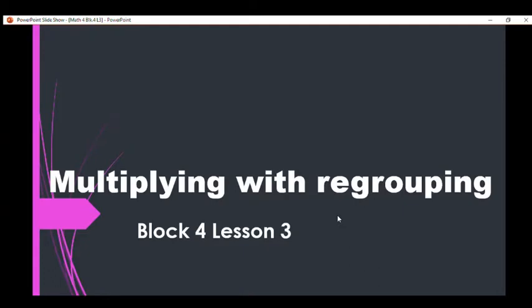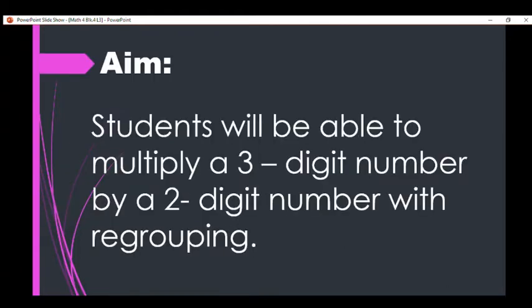So today we are multiplying with regrouping. This would be your third lesson in block 4. This is our aim for today that you need to write in your notebook: students will be able to multiply a 3-digit number by a 2-digit number with regrouping.